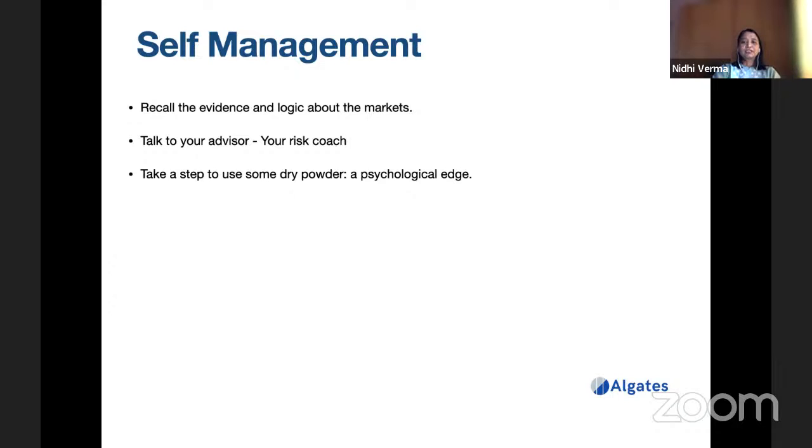This third point is a little different, but yet it adds a psychological edge: if you have some dry powder to use, and what it means is that you have some extra money with you. If you have some extra money with you, more than what you have in your emergency fund or in savings, you can invest in the market at that time when the market is volatile and going through bad times. Then use that money to invest at that time in the market. So what it does is it gives you a boost.